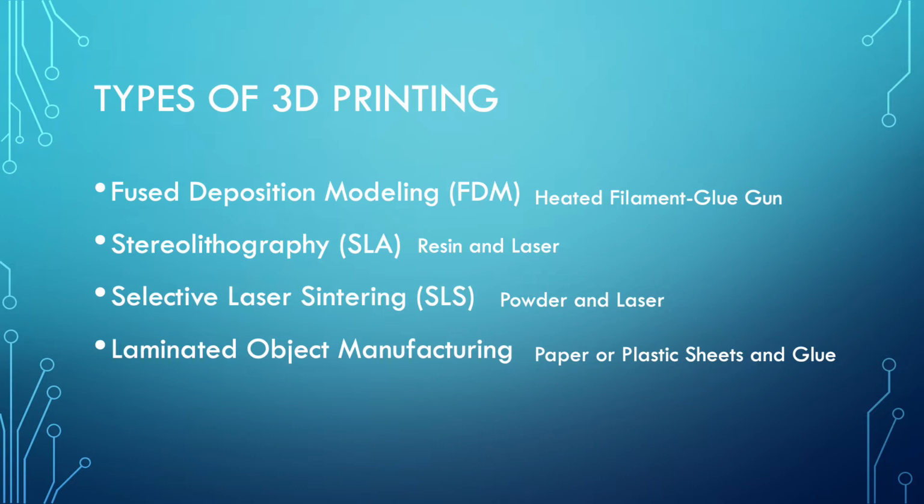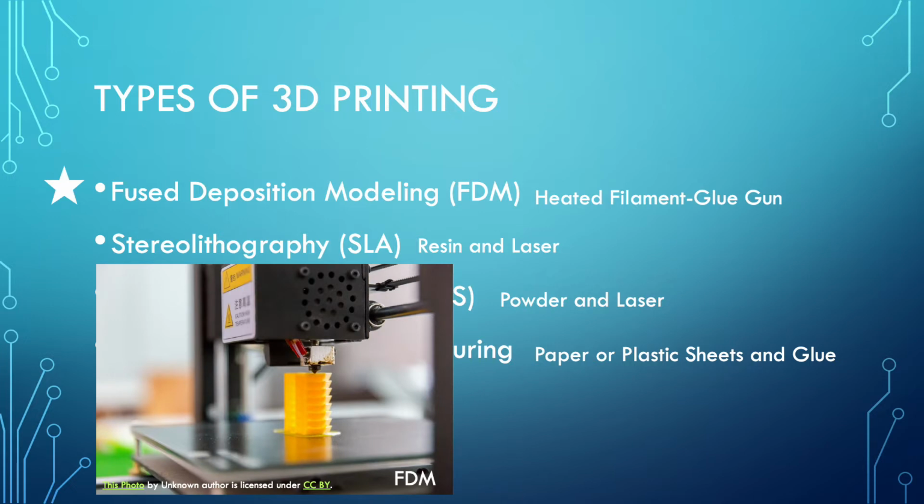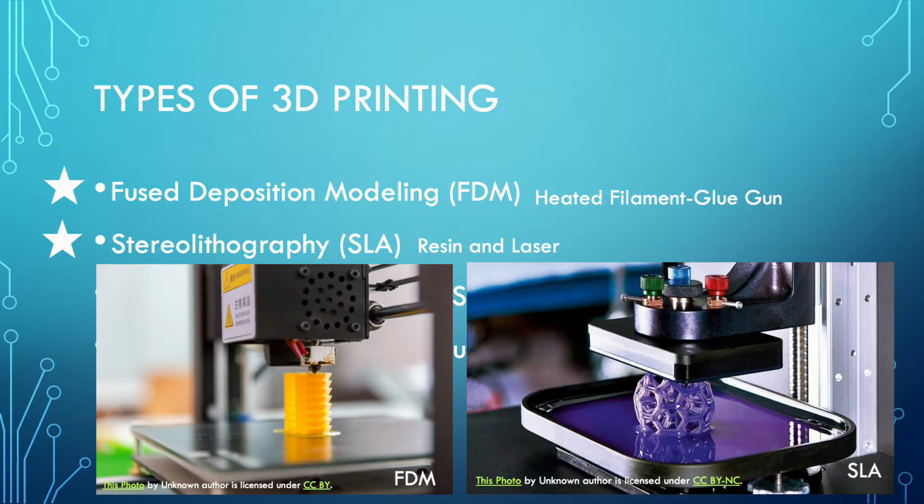And lastly, there is laminated object manufacturing. It uses paper or plastic sheets that are cut out to specific shapes and then glued layer by layer. The ones you're most likely to encounter in LIS are fused deposition modeling, also known as FDM, and stereolithography, also known as SLA.